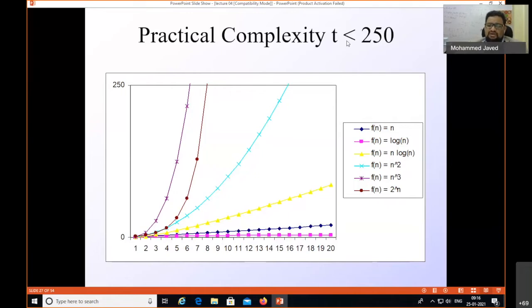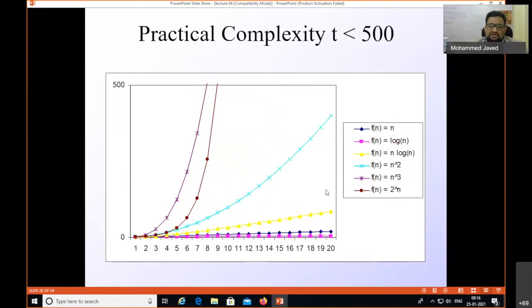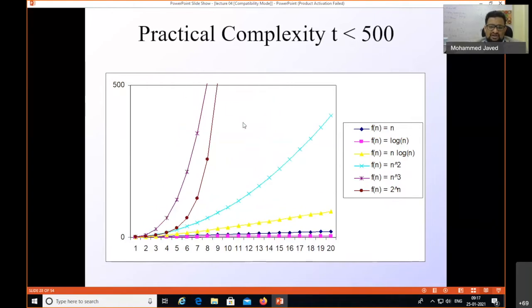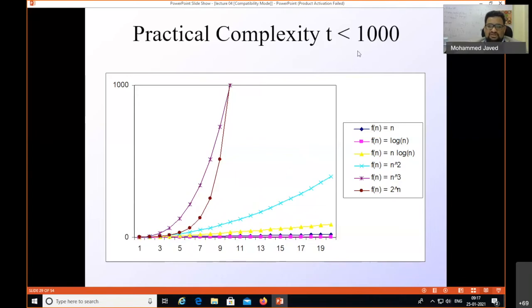We have taken time t is less than 250. You can see the graph. Now if I make t less than 500, then you can see how this is growing, how this is shrinking. The graphs are shrinking, and they come almost in the same range. And when I take t less than 1000, you can see that here the 2 power n is growing.